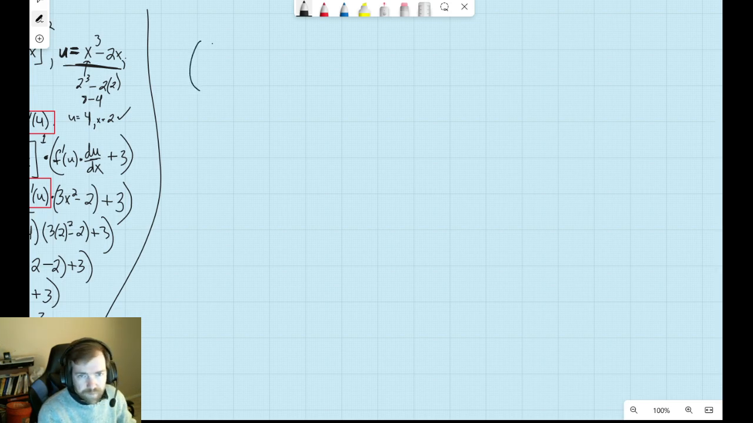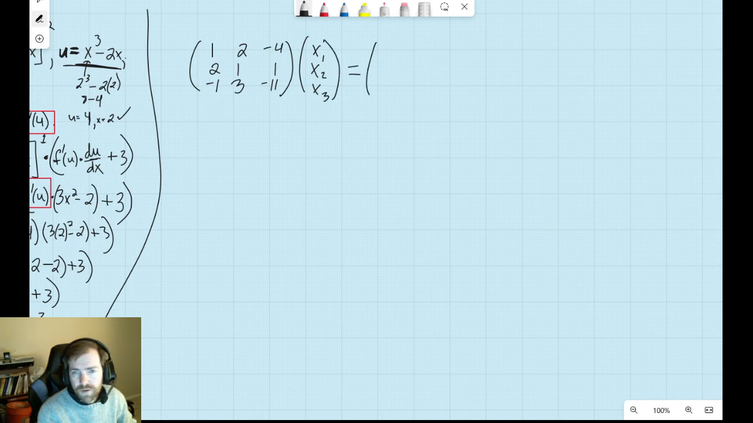Alright, so one example might be we have the matrix 1, 2, negative 4, 2, 1, 1, and negative 1, 3, negative 11, set up with x1, x2, x3. And this is equal to our 0 vector. So any solutions to this system, x1, x2, x3, will form our null space.